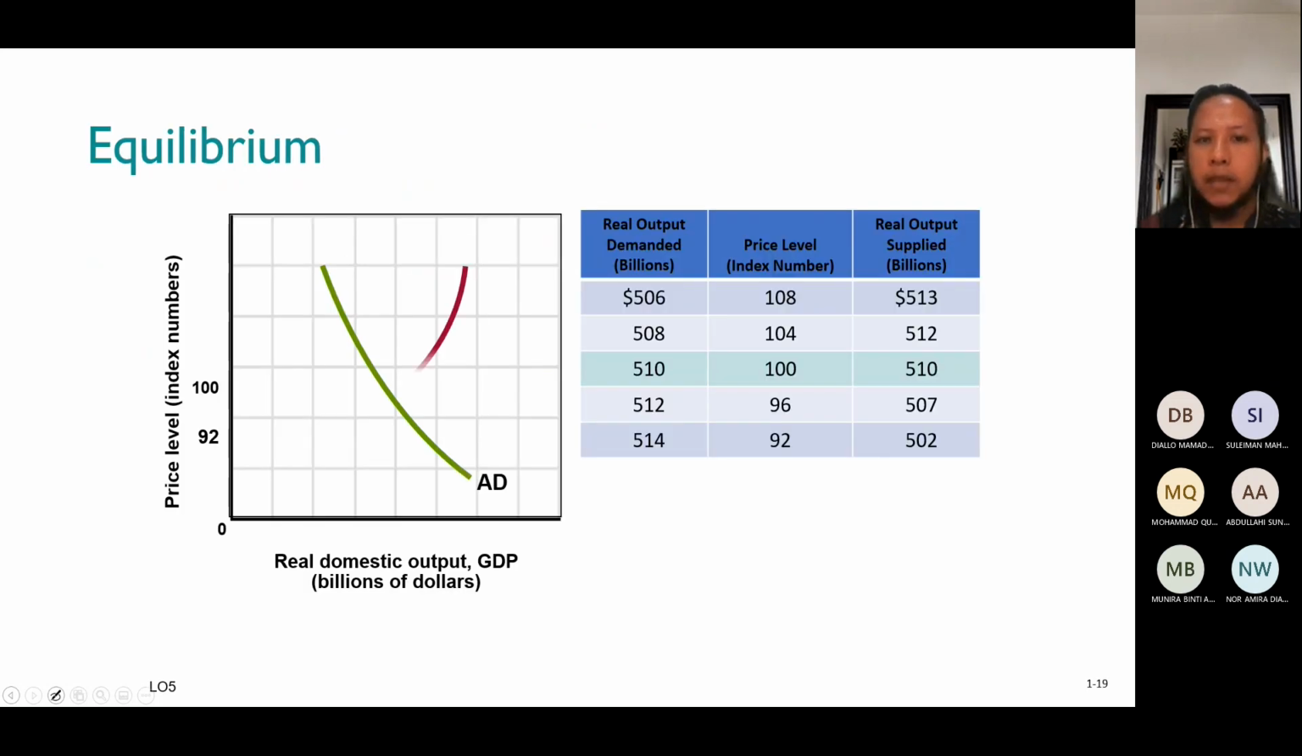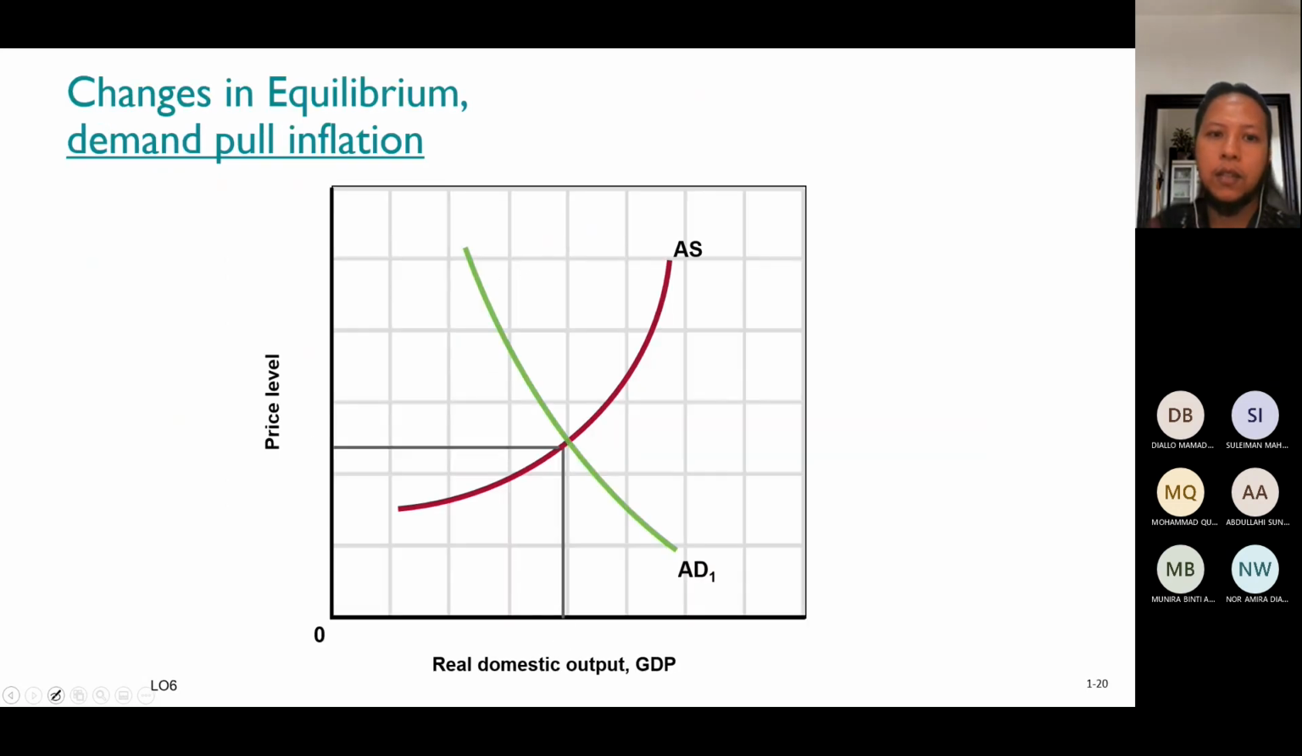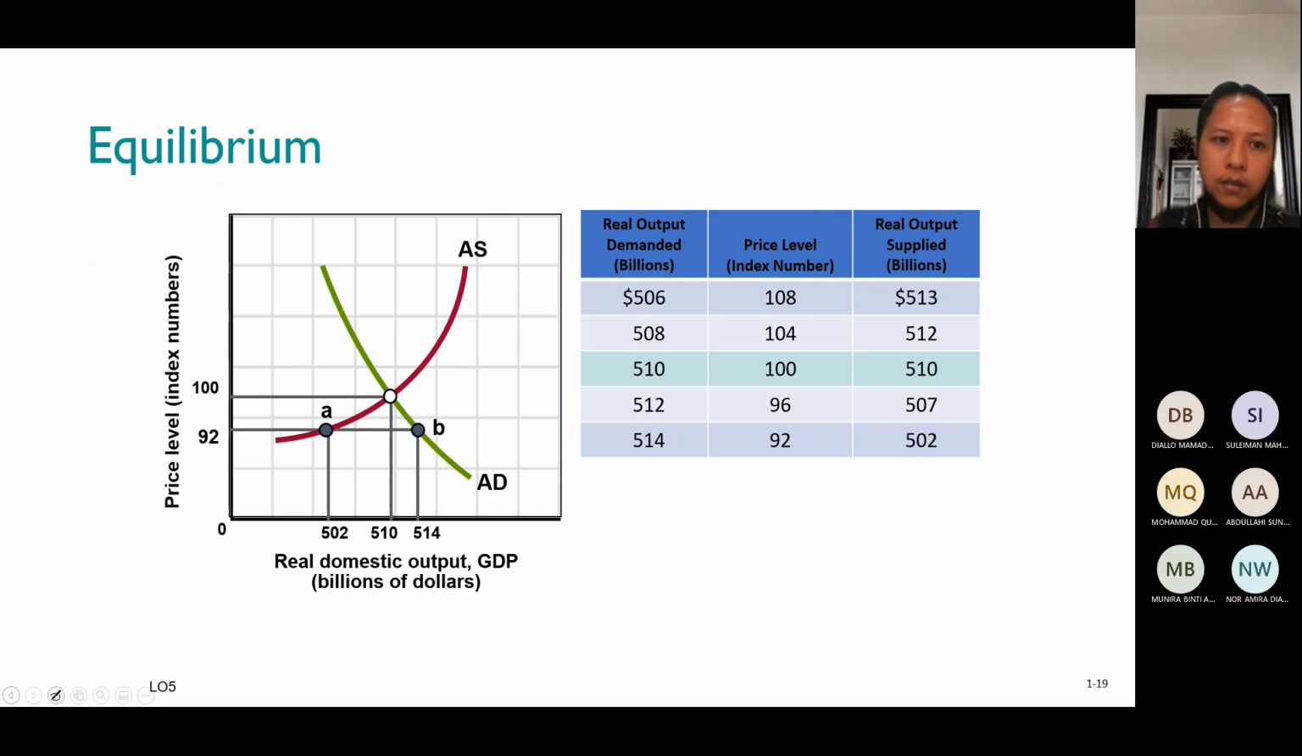So when you add both aggregate supply and aggregate demand together, you will get the equilibrium level in the economy. The equilibrium here is shown at this point: at a price level of 100, the GDP is 510. There will be times, depending on the situation, where the price level is below the equilibrium.